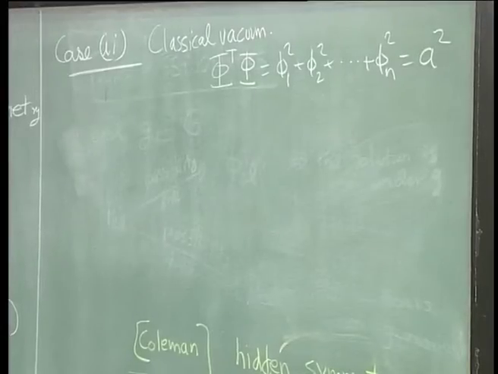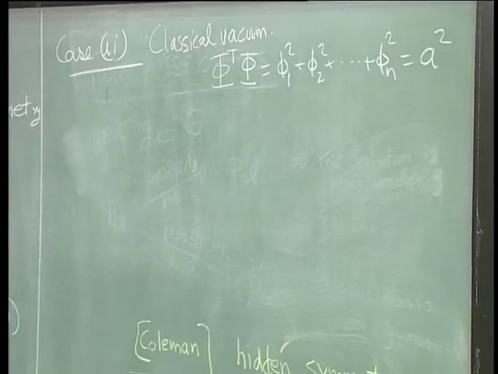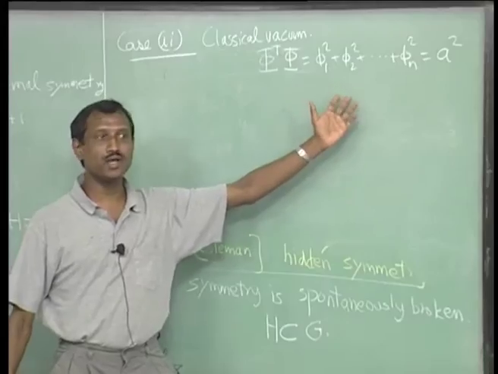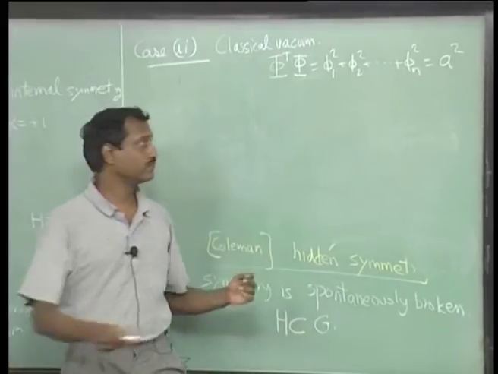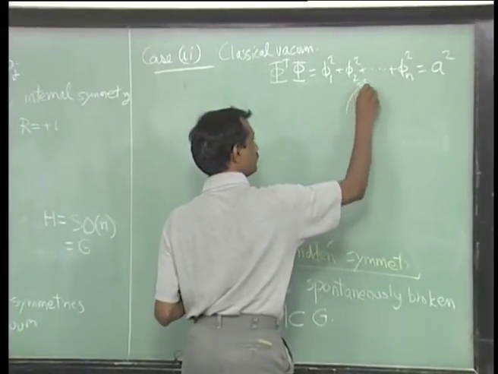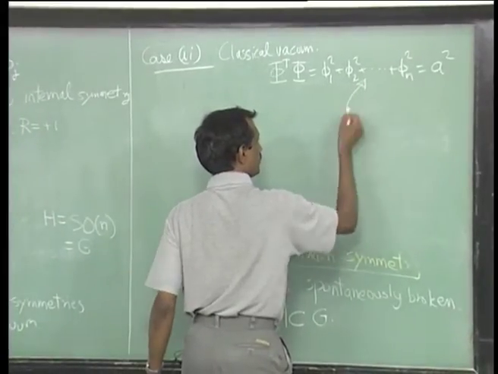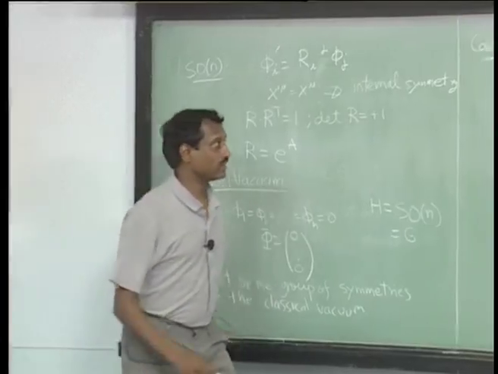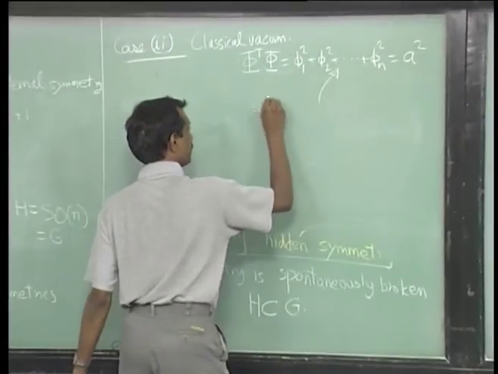Okay. So, now you can see that this is a set of points on an n minus 1 dimensional sphere. This is the set of vacua. So, there are many vacua now, many solutions. Here the solution was unique, but here the solution is not unique.